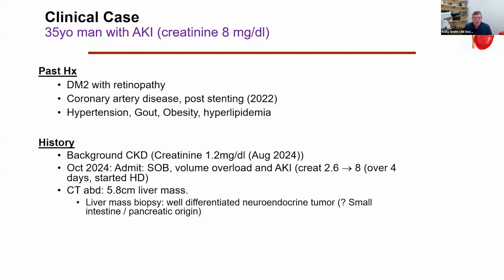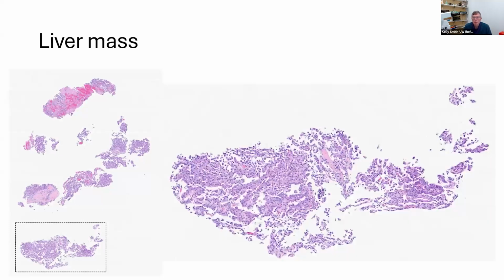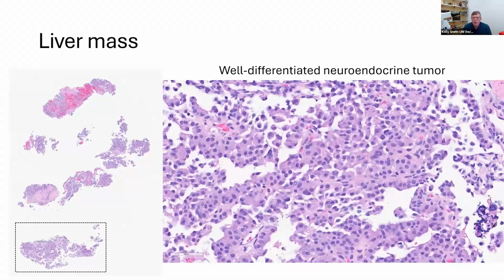So he had a bunch of workup at that time, and they also noted that he had a liver mass, a 5.8 centimeter liver mass, and that was biopsied and shown to be a well-differentiated neuroendocrine tumor. Here's the biopsy of that. You can see this is like 2 millimeters of tissue in greatest dimension here. Looking a little bit higher, it's a fairly uniform population of cells, and even higher, we see that the tumor consists of these well-differentiated cells that had an immunohistochemical profile consistent with a well-differentiated neuroendocrine tumor.